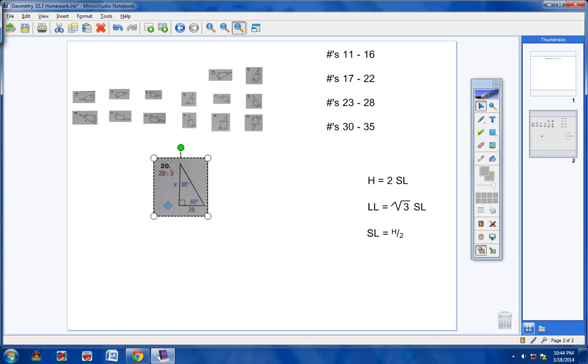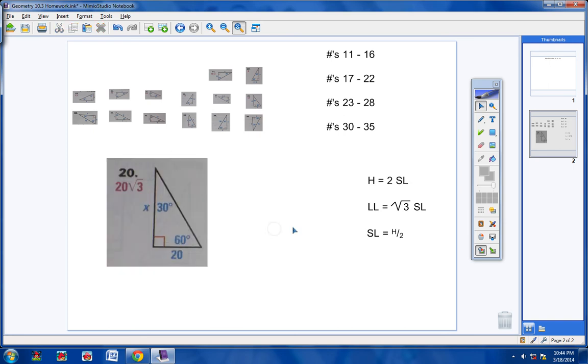All right, number 20. Okay, now they're giving us a little harder. It's about time. Here's the right angle. Go straight across. This is your hypotenuse. Actually, I'm wrong. It's still an easy one. I stand corrected. This is 30 degrees. Go straight across. This is your shorter leg. This is 60. Go straight across. This is your longer leg.